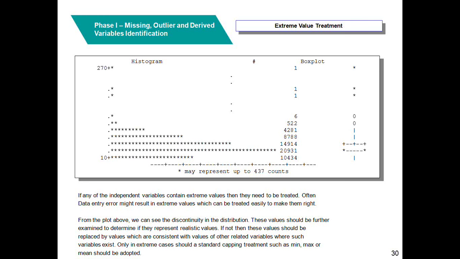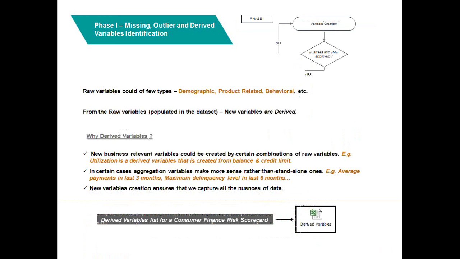We also come up with the derived variables. Raw variables could be of a few types: demographic, product related, behavioral, anything. From the raw variables, we come up with the derived variables, like using missing values we came up with the indicator variable. So why derived variables? New business relevant variables could be created by certain combinations of raw variables. For example, utilization is a derived variable created from balance and credit limit. Balance and credit limit were not coming into the model, so I thought to make utilization using the balance and credit limit, and I got it into the model. So we can create lots of derived variables from our raw variables.